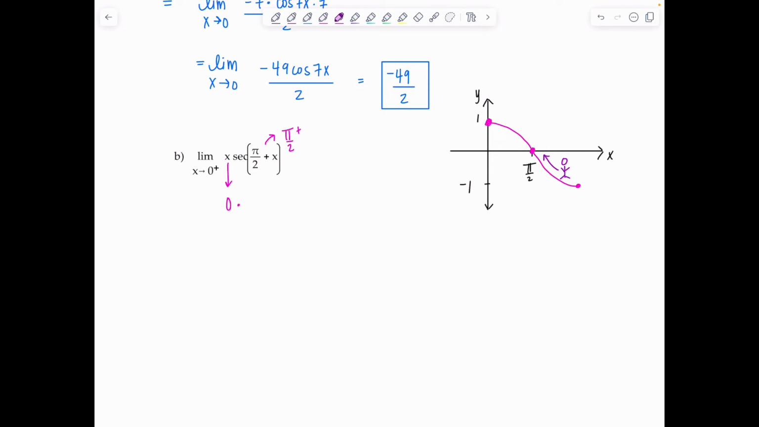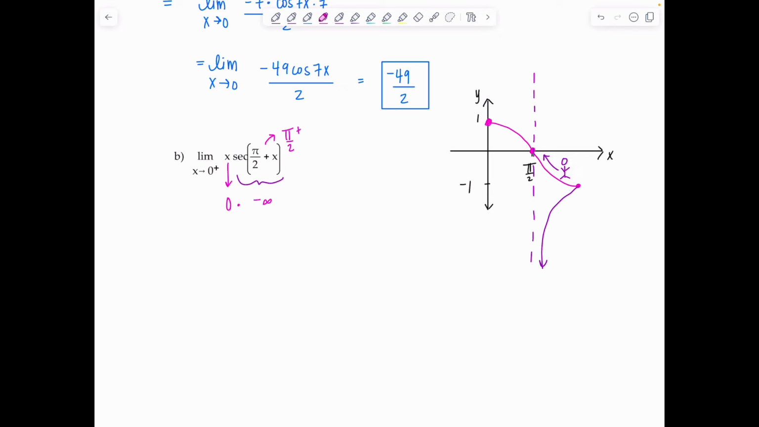So if you just want to remember secant's graph, secant has a vertical asymptote right here. Secant's going to negative infinity. So this whole term here is going to negative infinity. And 0 times any kind of infinity is an indeterminate form.